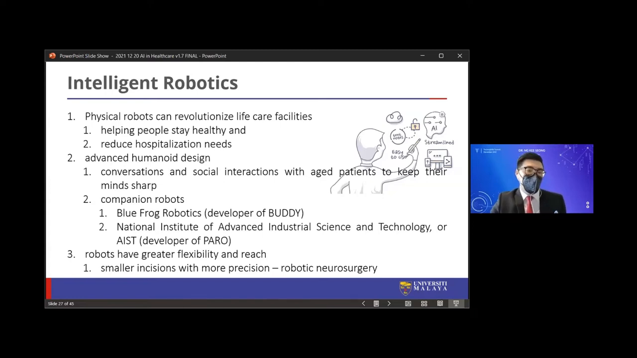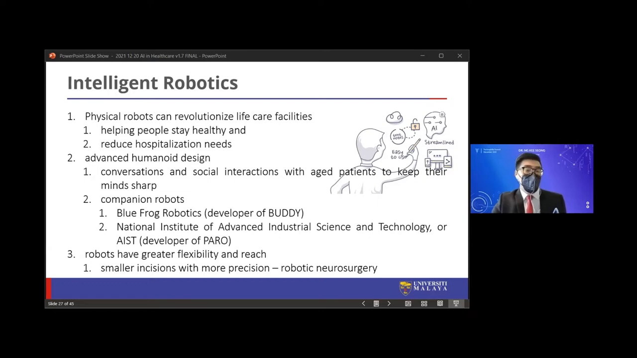There's also intelligent robotics, as I think some of you have mentioned earlier, and all these can be seen as robots which can help people stay healthy and also reduce hospitalization needs. And the beauty of that is some of them can be advanced humanoid designs, which can feel more natural to especially elderly patients, to help them with continuing and increasing social interactions as well as conversations, to prevent Alzheimer's setting in early.